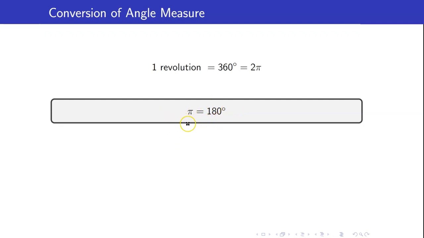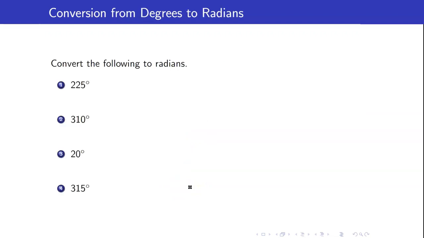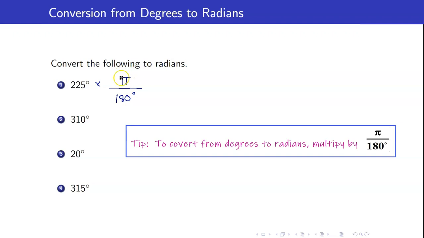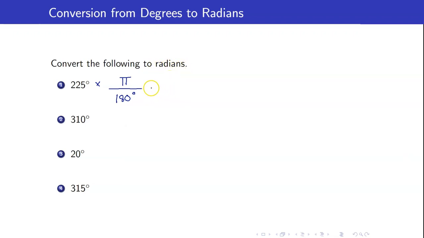Now from here, take note that this means that pi over 180 is equal to 1 and also 180 degrees over pi is equal to 1 because these two are just equal. To convert from degrees to radians, we will simply multiply by, we want to get rid of degrees here, so we should have degrees on the denominator and radians on the numerator. Take note that I no longer write radians. If it doesn't have any unit, it automatically means radians.